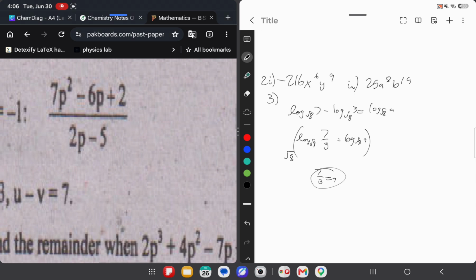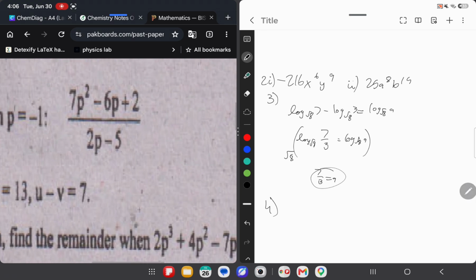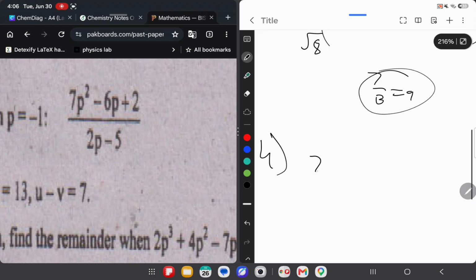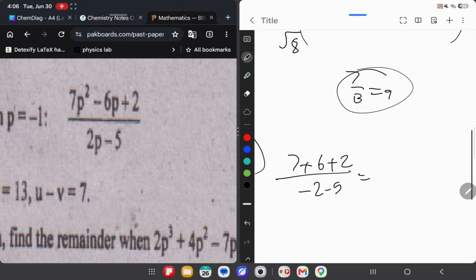Evaluate the following and P is equals to negative 1. Dude, this is the most simple thing. Why is this 4 marks? 7 plus 6 plus 2 over negative 2 negative 5 is equals to 7 plus 6 is equals to 15 over negative 7 is equals to negative 15 over 7. Nice.